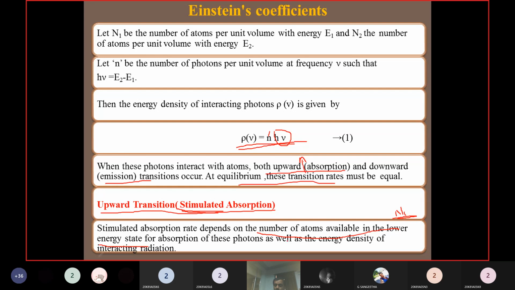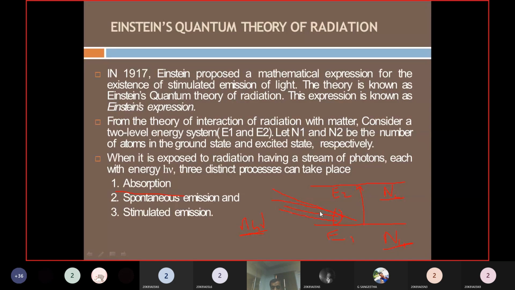That is one, and another one is that absorption also depends on the photons, that means how many photons are interacting. Some photons are incident on the ground state, so this depends on the photon density. Photon density means energy density, the number of photons times the energy of the photon. So it mainly depends on two parameters: one is n1, another one is nhν, which is the energy density of the photons.